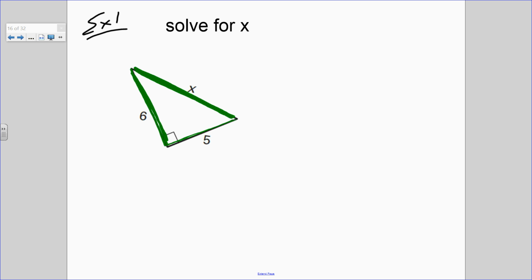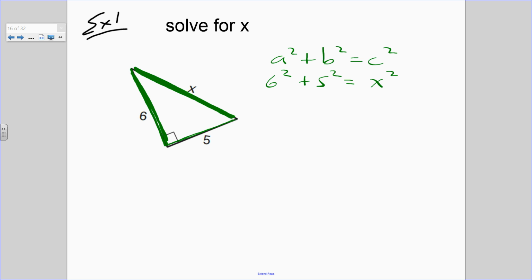So, using the Pythagorean theorem, a squared plus b squared equals c squared, let's go ahead and solve for x. In this case, the legs are 6 and 5. Look what I'm going to do. And x is my c. X is my hypotenuse. So the rest is just isolating x. Always the second power. Always. Okay? All right, let's continue.